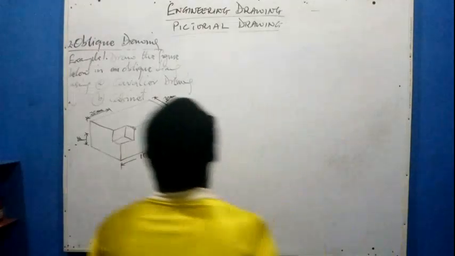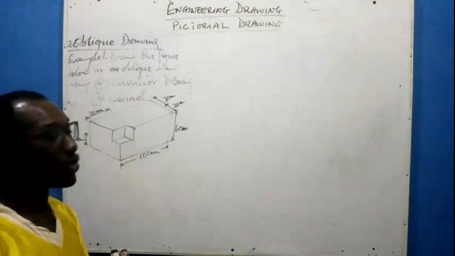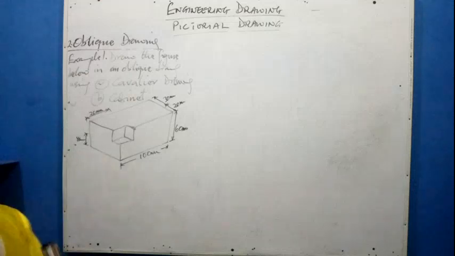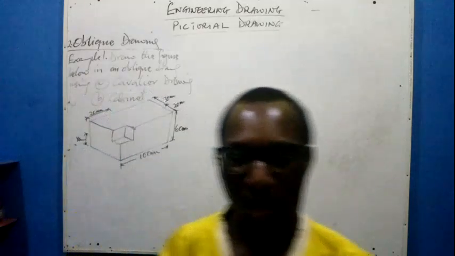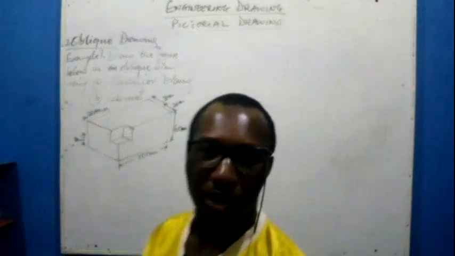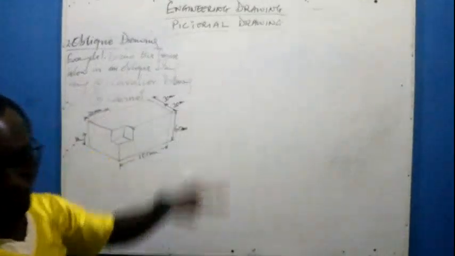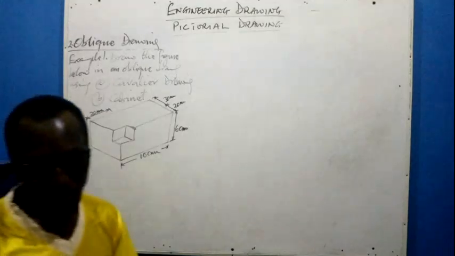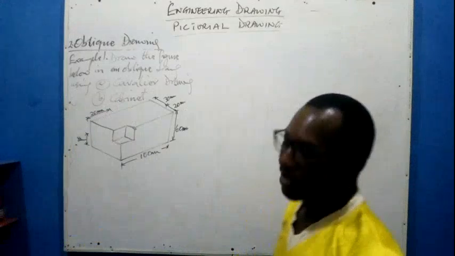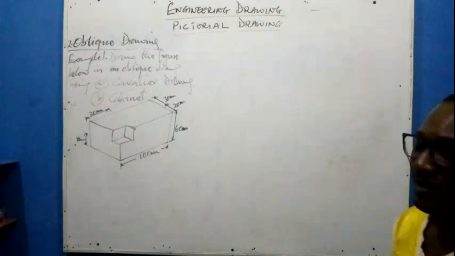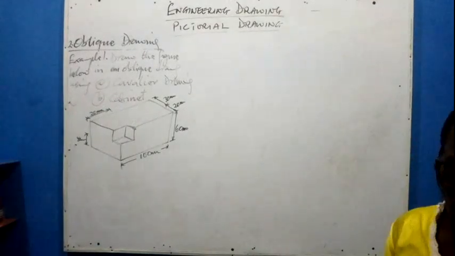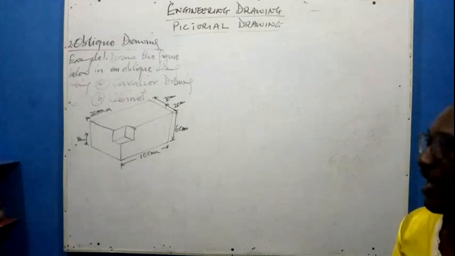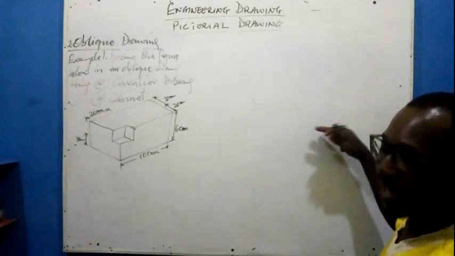Let's look at another edition of the pictorial drawing, which is the second type, oblique drawing. Now, when you talk about oblique drawing, how do you understand oblique drawing? Oblique drawing is a type of pictorial drawing which is drawn in the view at a right angle to the receding force. And when we talk about the receding force, it means the receding or the inclined angle.